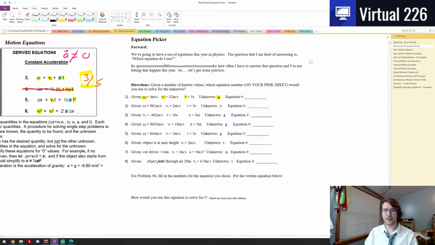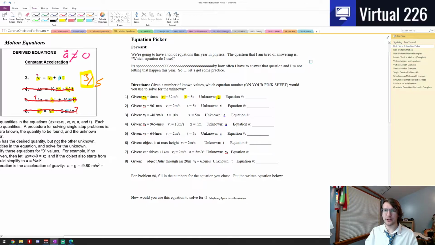If I look at 5 or 6, oh, 5's got acceleration, that's nice, but I don't know what this delta x is, which means there's 2 unknowns in this equation, and I can't solve it. Because remember, for one equation, you can only have one unknown variable. You need multiple equations if you have more than one unknown variable. You need one equation for each unknown. The same thing applies to this last one, number 6. I still don't have delta x, so this one goes away.